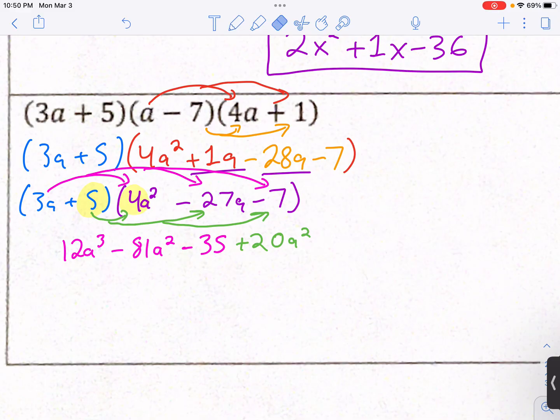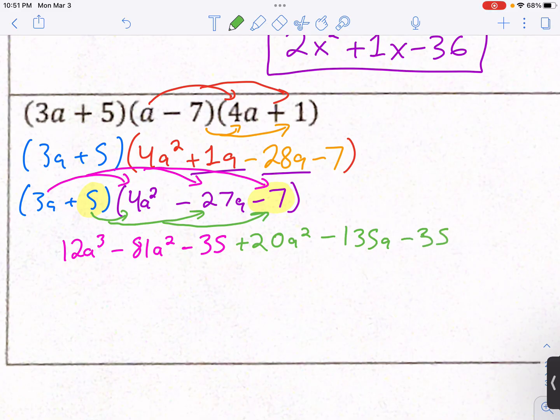Then I'm going to get, oh, that's weird. It's just erasing it. Okay, now I'll multiply those guys. I'm going to get minus 135a. And then for my last one, I'm going to get negative 35.